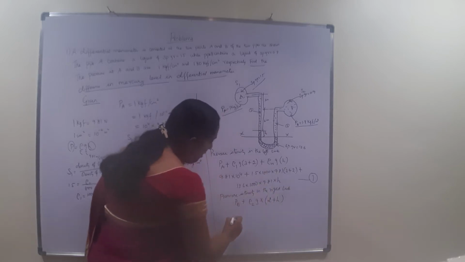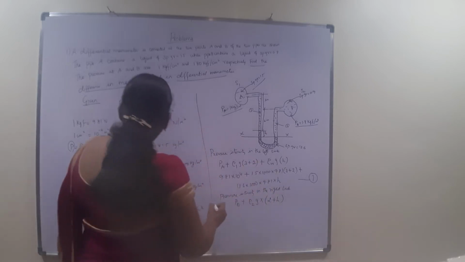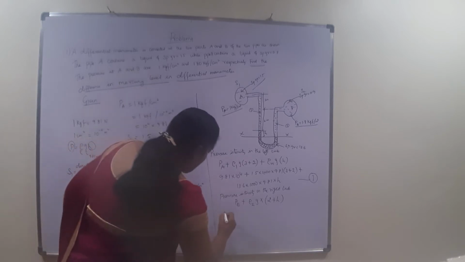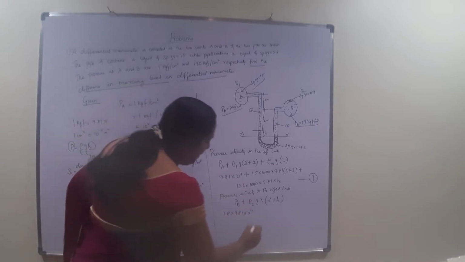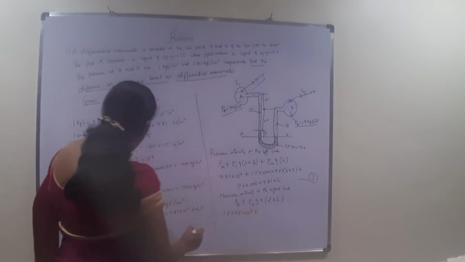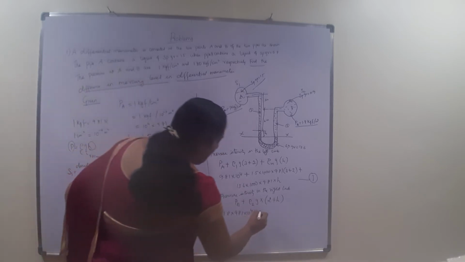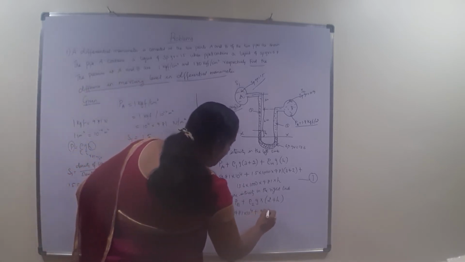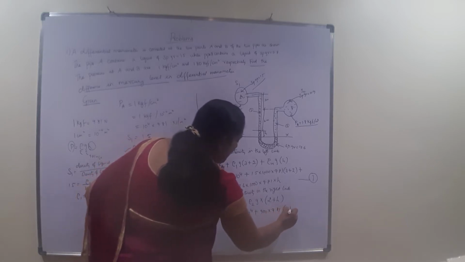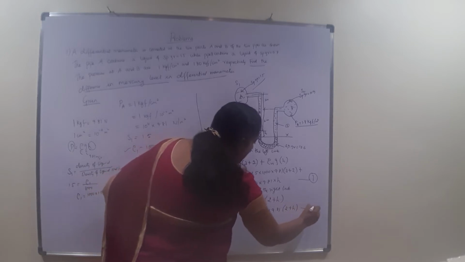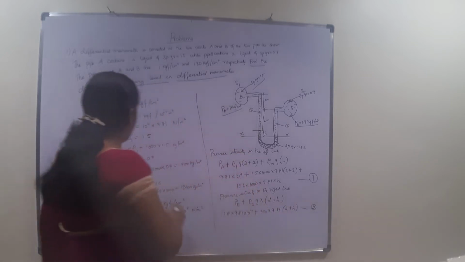So what I am doing is I am going to substitute the value here. PB we have got it already. It is 1.8 into 9.81 into 10 to the power of 4, plus rho 2. Rho 2 is how much? Rho 2 is 900 into g, 9.81, into 2 plus h. So this is the equation number 2.